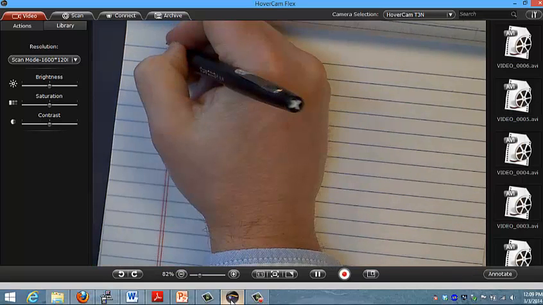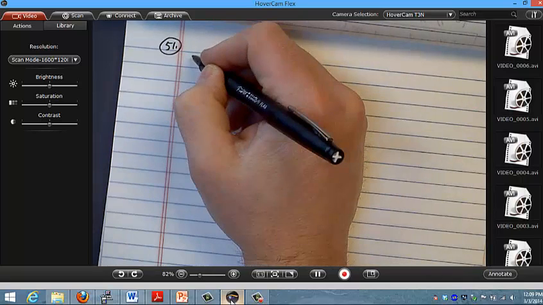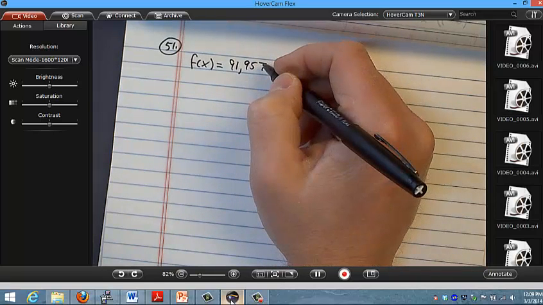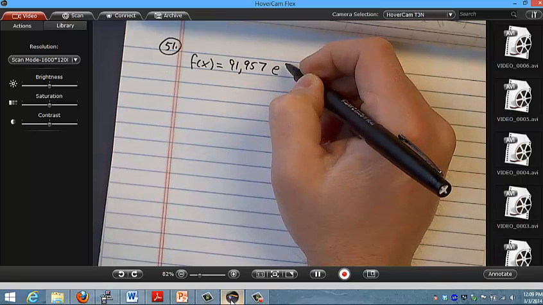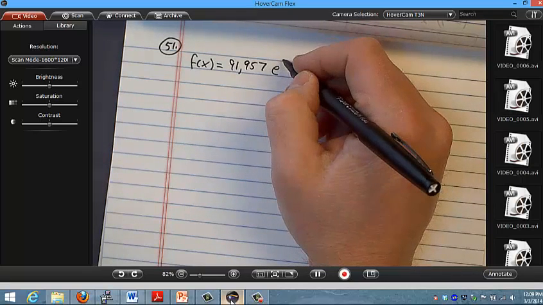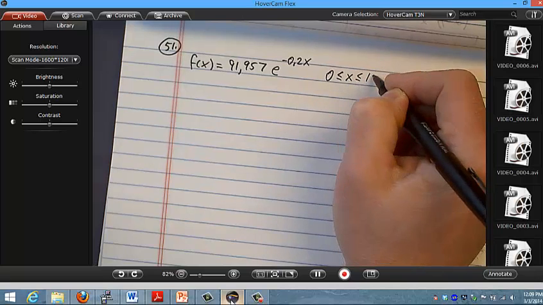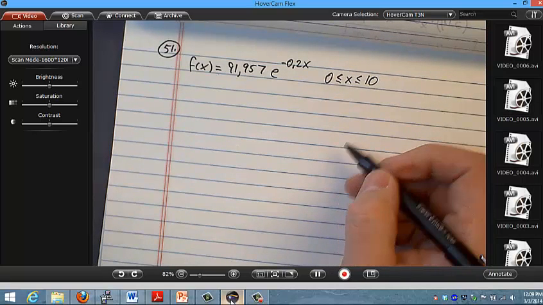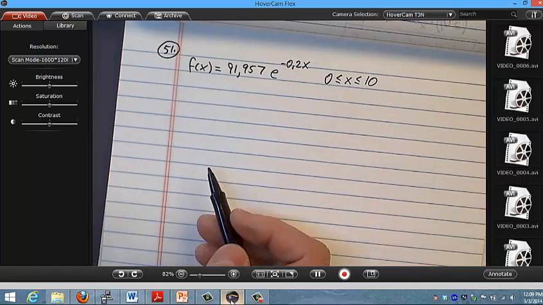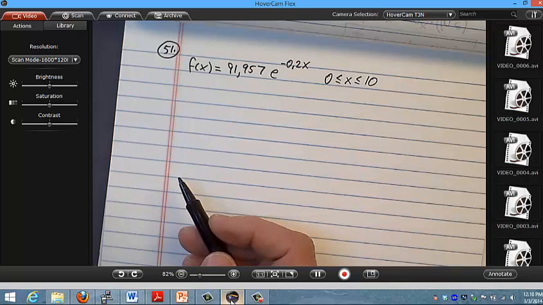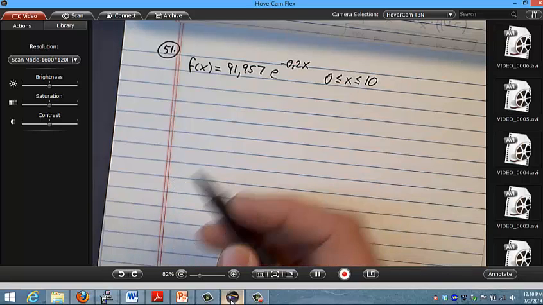Geography. Yes. So they say f prime of x you wanted to determine. So yeah, now that you have the formula, it shouldn't be bad. F of x is 91,957 e to the negative 0.2x, with 0 less than or equal to x less than or equal to 10. So x is the number of years since 2000, and f of x is the number of refugees annually coming into Germany. Okay. So it says, part A, determine f prime of x.